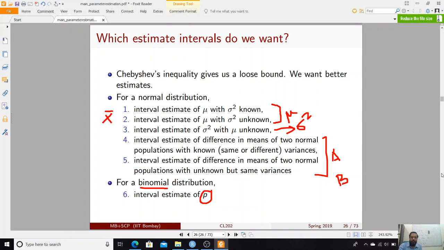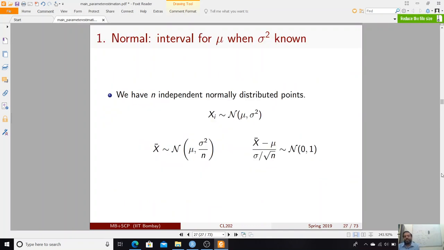All right, so let me start. So let's start with this. This I've already done. I'm going to recap really quickly how you can give me an interval for mean mu when sigma square is known.